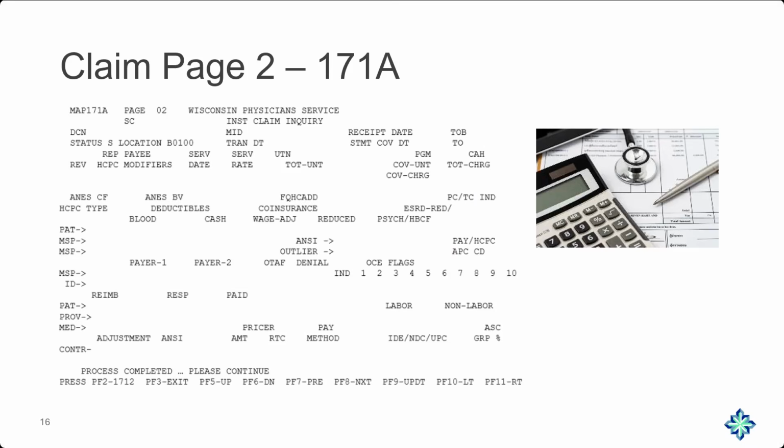Here is 171A. Now, most of the fields on this screen are systematically filled, but like I mentioned, pressing F11 twice while on claim page 2 will take you to this screen to allow entry of more than 2 modifiers.